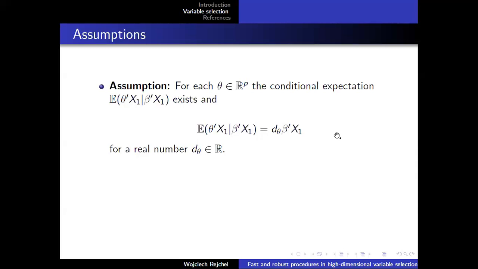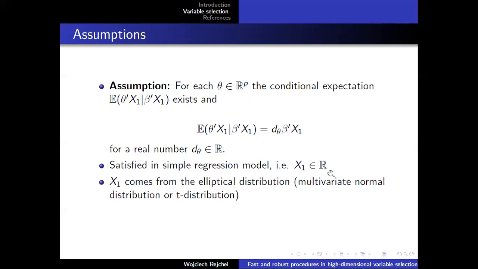Moreover, nowadays it is also used in variable selection. For instance, it is satisfied in the case that we've got only one predictor. So maybe it is not an important example. However, it is also satisfied in quite a large family called elliptical distributions. For instance, the multivariate normal distribution is in this class, the multivariate t distribution is in this class. So this is quite a large class of examples.